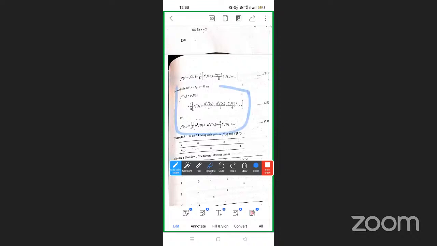f dash of x naught is equal to 1 by h into delta f of x naught minus delta square of f of x naught by 2 plus delta cube of f of x naught by 3 minus delta power 4 f of x naught by 4. So this is Newton's forward first derivative formula. So next, second derivative formula: 1 by h square into delta square of f of x naught minus delta cube of f of x naught plus 11 by 12 delta power 4 of f of x naught. So this is the second derivative formula.